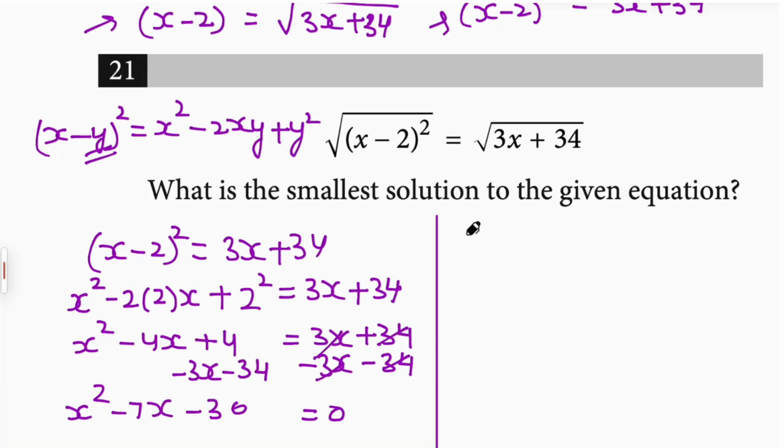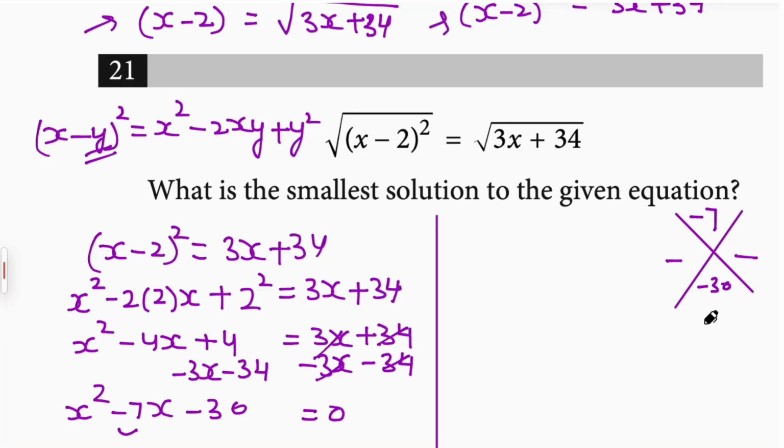Let's apply, should I tell the AC method? Okay, we can have a quick revision. So we make an x squared, and whatever is the coefficient of x, we write it here, and whatever is the constant, we write that here. Now we have to find two numbers so that if we add them, we get negative 7, and if we multiply them, we get negative 30.